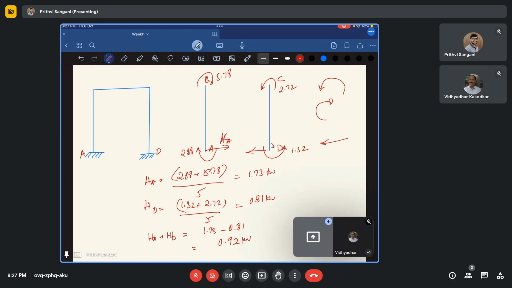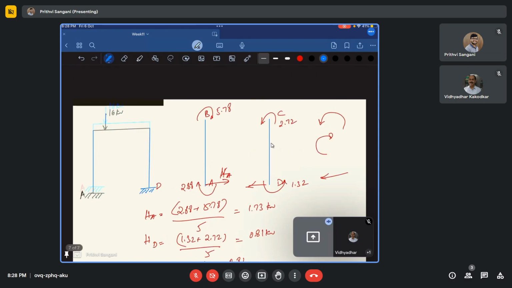So now what is actually balancing this 0.92? We don't have anything horizontally, right? We only have a point load which is acting on the beam BC, and that is 16 kilonewtons. But because of that, it is actually generating 0.92, which is a net shear force, right? At A and D. So there must be something which we kind of missed out, and it has to negate this 0.92 value coming on the supports at A and D. So there comes this way, okay?